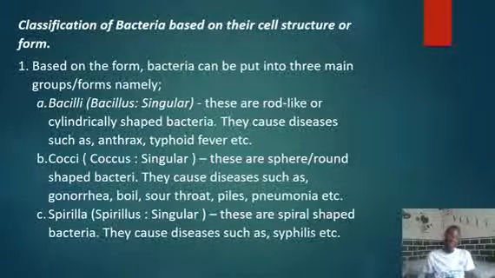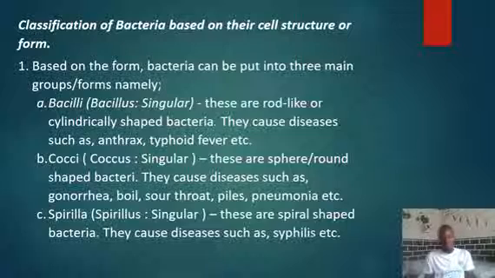The first one we're going to look at is the bacilli. Singularly, we call it bacillus. These are rod-like or cylindrical shaped bacteria. They look like rods. And normally, they cause diseases such as anthrax, typhoid fever, etc. When we say bacillus, bacillus simply means a rod, a little rod. So let's take note of that.